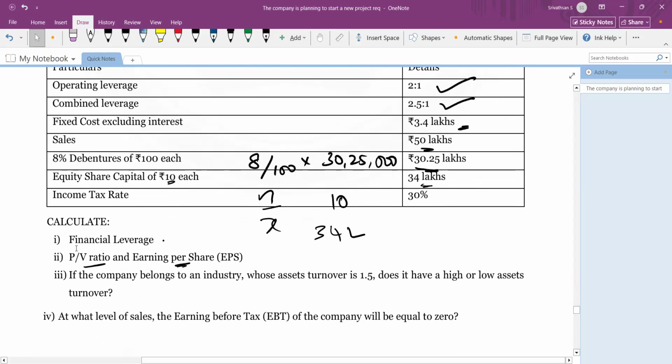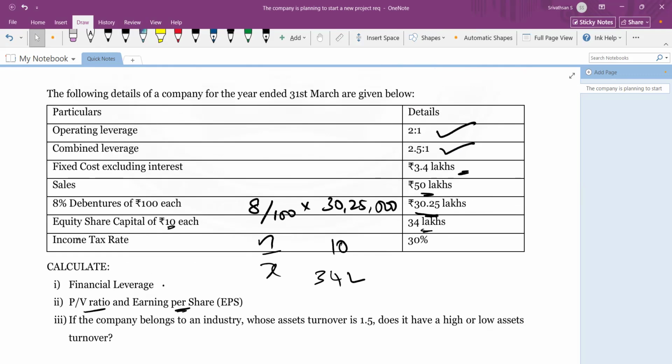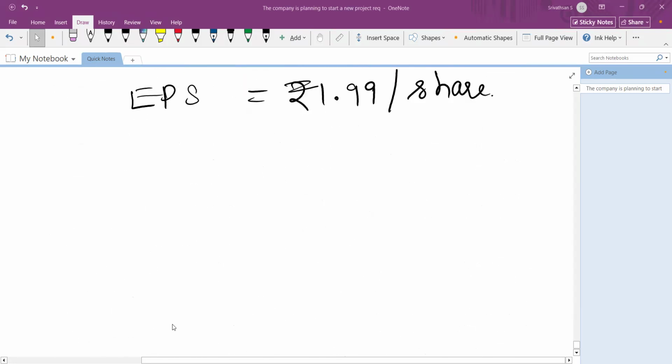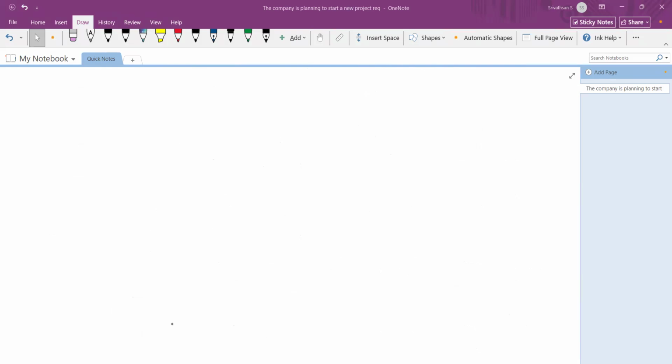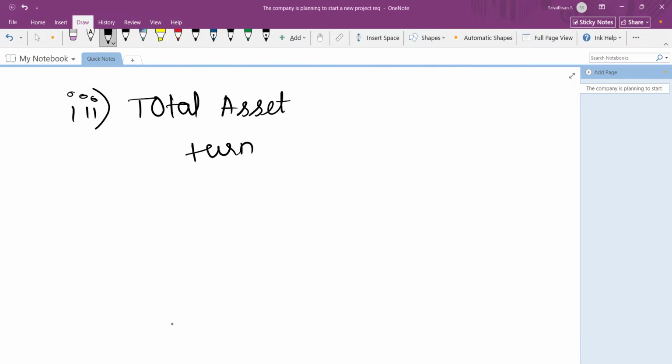Now, the third requirement of the question is if the company belongs to an industry whose asset turnover is 1.5 times, does it have a high or low assets turnover? What is the formula for calculating asset turnover? Asset turnover is calculated as the relative measure between total sales divided by the total assets. So let's solve it over here. Third requirement is to calculate total asset turnover ratio.